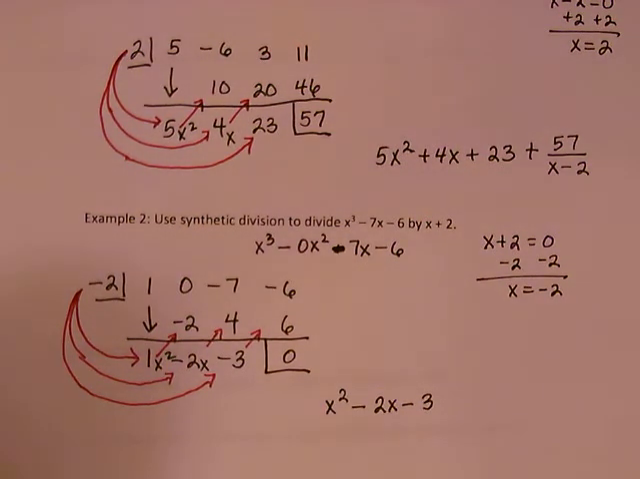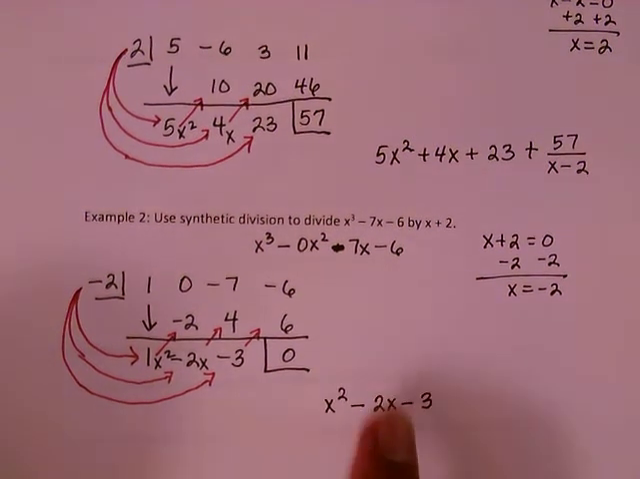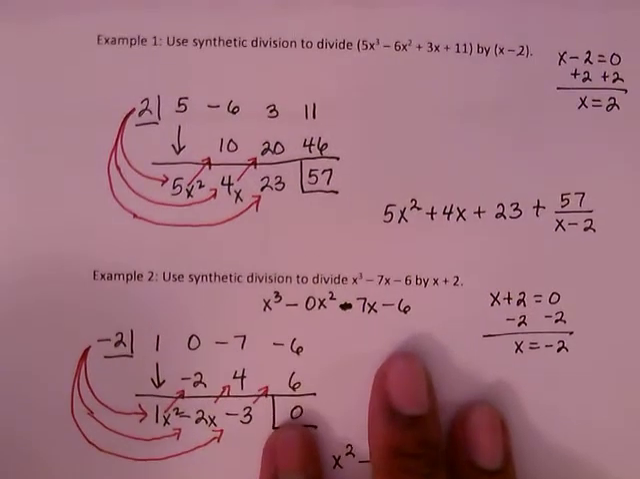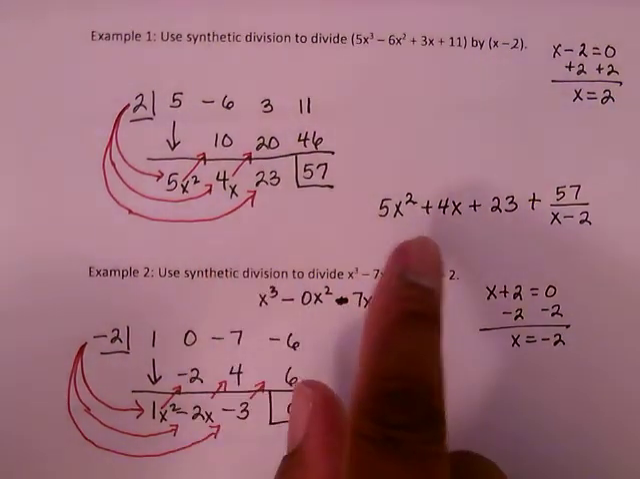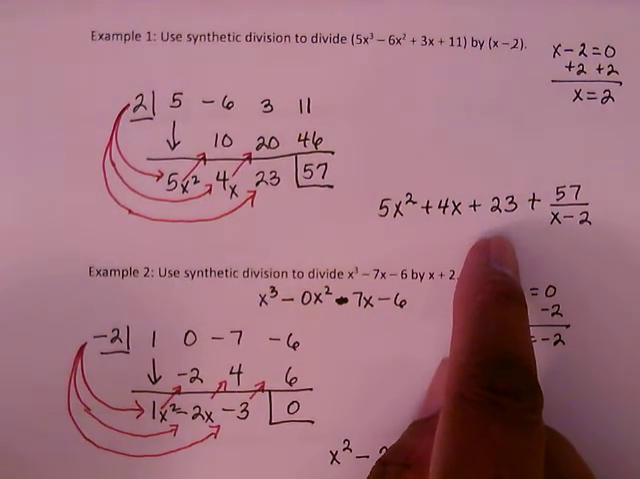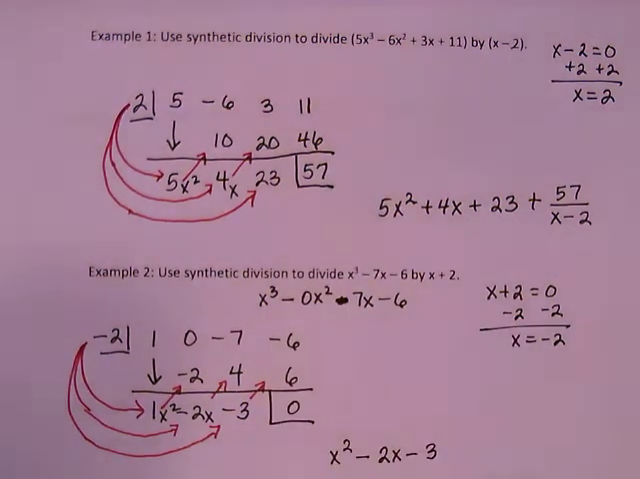And I think in the homework, they want you to give two separate answers. One would be the quotient and the other one would be the remainder. This would be your quotient. The remainder would be 0. So like in that first example that I just did, that 5x squared plus 4x plus 23, that would be your quotient. The 57 will be your remainder.